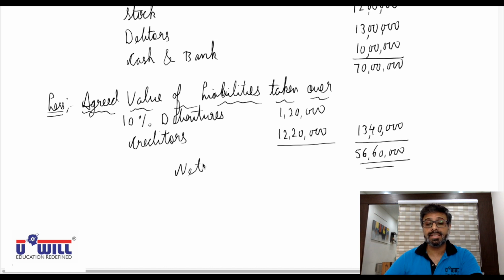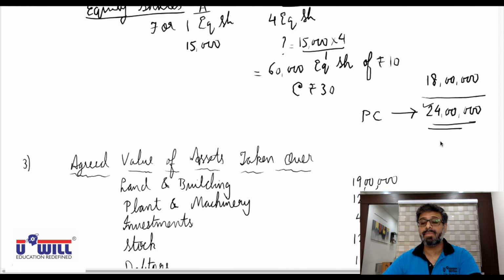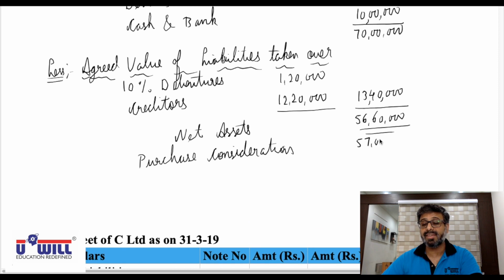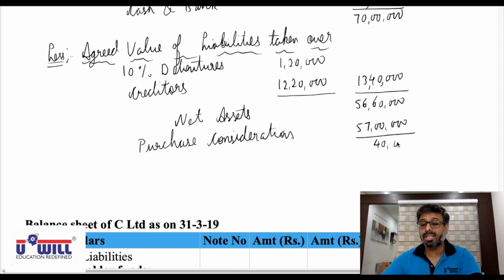Now, as we discussed in the summary, we have to compare net assets with purchase consideration. What the new company is getting is net assets of 56,60,000, and against that, what purchase consideration is it paying? 33 lakhs plus 24 lakhs, 57 lakhs. So, are we paying more or less? We are paying more. Against 56,60,000 we are paying 57 lakhs. How much more are we paying? 40,000 more. That is goodwill. Why are we paying more? For the reputation of the business, that is goodwill.